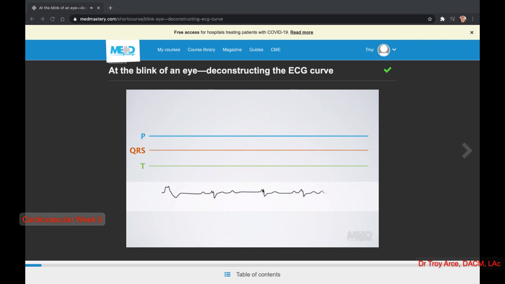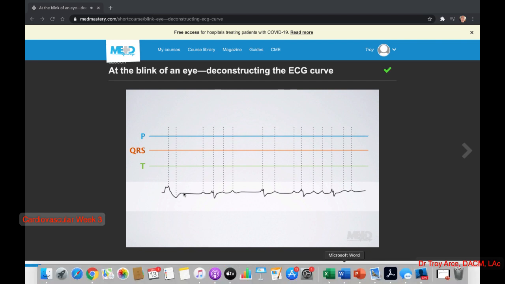It's time for another little exercise. Now it's your turn to identify the different components of the ECG. Try to identify the QRS complexes and the T waves first, and then the P waves. So pause the video and try for yourself, then come back and see how you did. Okay, so I hope you did the exercise. Let's see how you did.